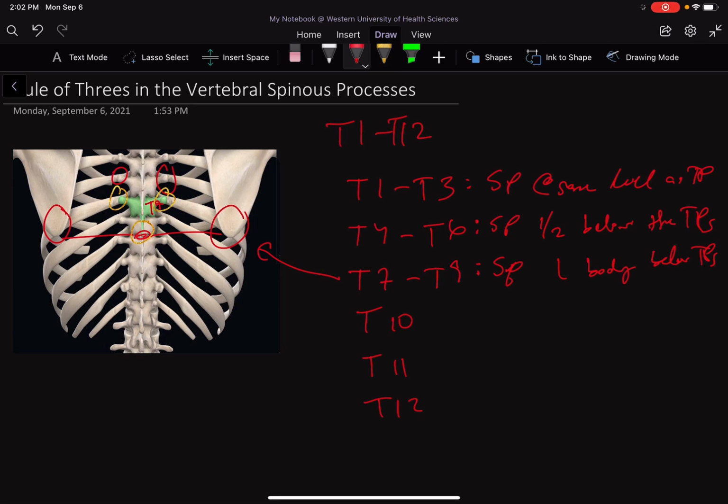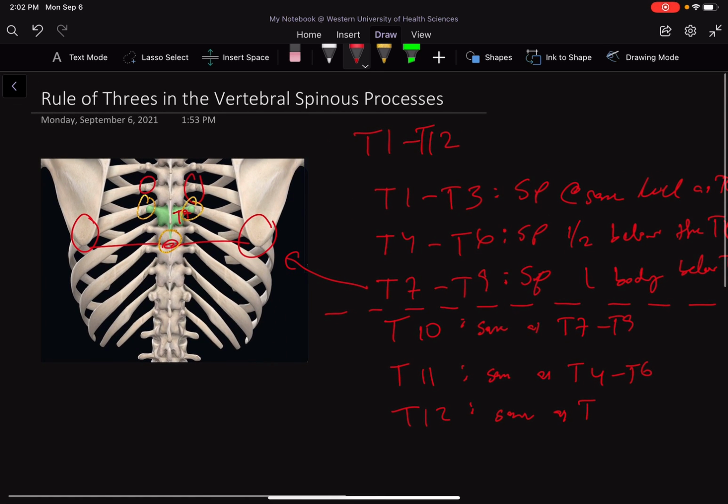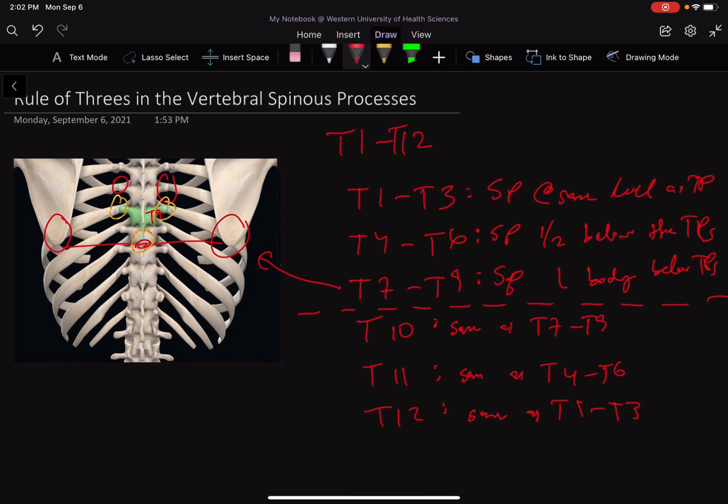Now with T10, T11, and T12, you basically think like you reflect a mirror at this level. So T10 is going to be the same as T7 through T9, T11 will be the same as T4 through T6, and then T12 is going to be the same as T1 through T3. That is a fancy way of basically saying what we've already said: T7 through T9 is one body below, T4 through T6 is going to be half a body below, and then T1 through T3 was 0. That means your spinous process is the same level as the transverse process.